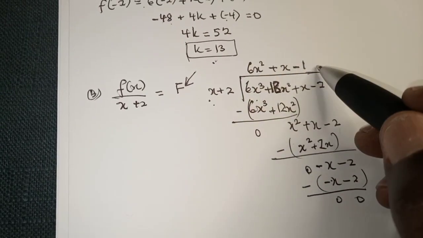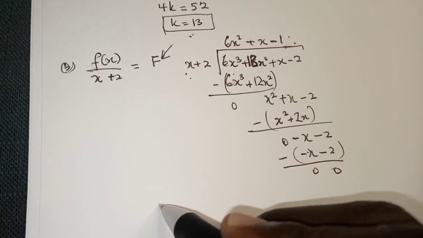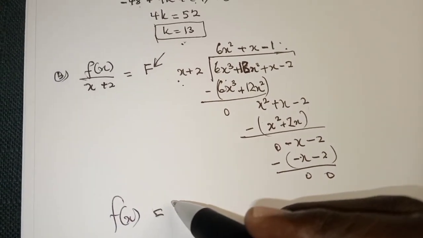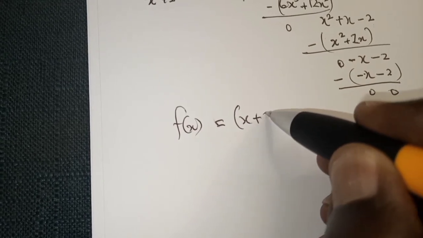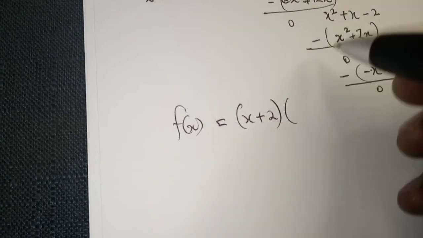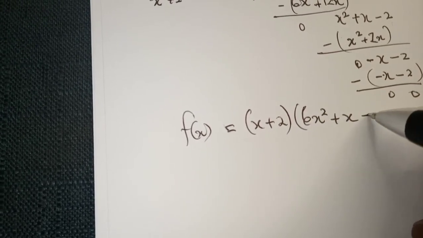So this now is a new factor. So we can also factorize it. So that means that our f of x will be equal to x plus 2, which is the first factor. Then the second one, 6x squared plus x minus 1.